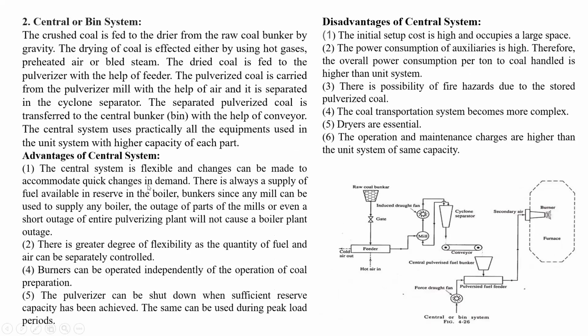Now we will see the central bin system. The crushed coal is fed to the dryer. You can see the crushed coal is fed to the dryer from the raw coal bunker by gravity. The drying of the coal is effected either by using hot gases, preheated air, or bled steam.